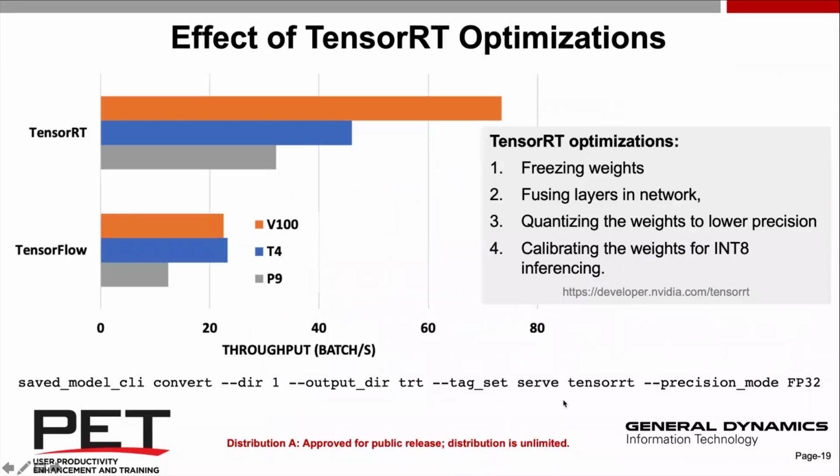We also wanted to investigate what kind of speedups we could achieve by optimizing our results using TensorRT. So TensorRT performs a number of optimizations, including freezing the weights, fusing the layers in the network, quantizing the weights to lower precision, and calibrating the weights for INT8 inferencing. We had difficulties converting all of our models, so we tried 2 different approaches to convert the models, writing our own code with TensorFlow TensorRT and also using the saved model CLI utility that comes with TensorFlow.